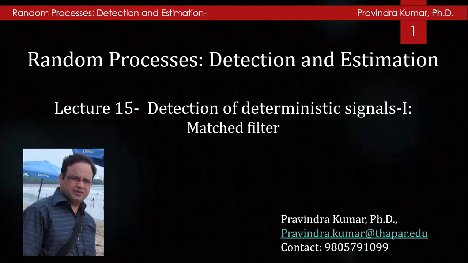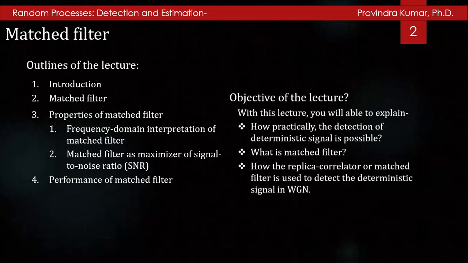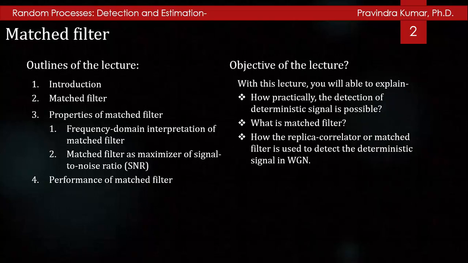The outline of this lecture is: introduction, then the matched filter and the properties of the matched filter, frequency domain interpretation of the matched filter as a maximizer of signal to noise ratio, and then the performance of the matched filter. The objective of this lecture is that you will be able to explain how detection of a deterministic signal is practically possible and what the matched filter is, and you will also be able to explain how the replica correlator or matched filter is used to detect the deterministic signal in white Gaussian noise.